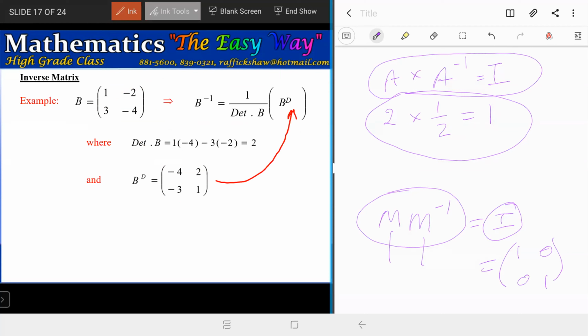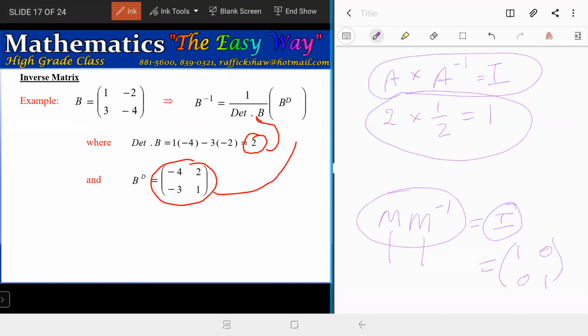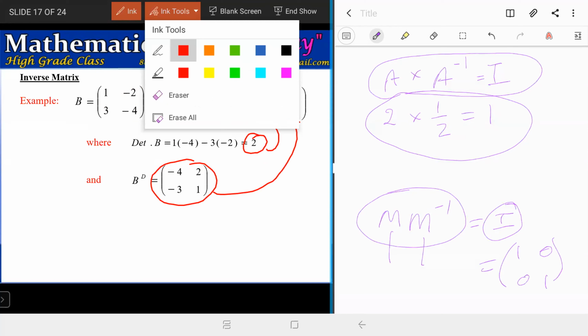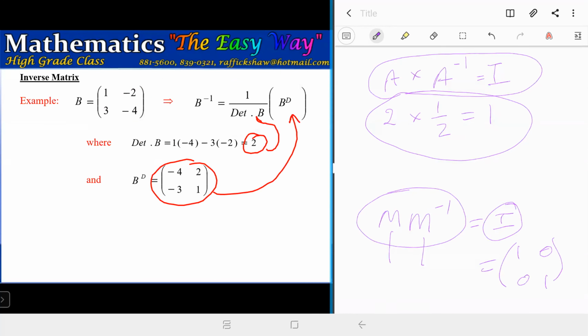All right, and then we'll put two of them together now, the determinant and the adjoint matrix. Put this one here and put this one there. We end up with the inverse matrix. That's it. 1 over 2 times the adjoint.